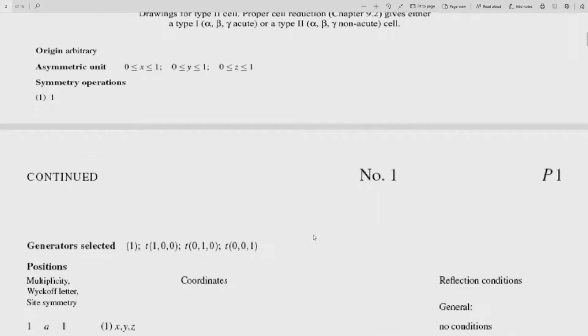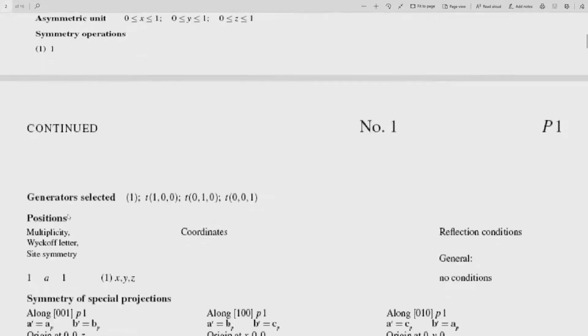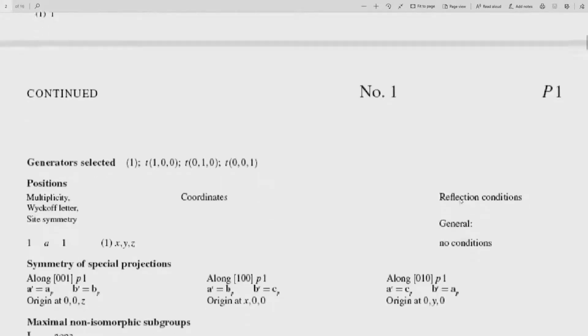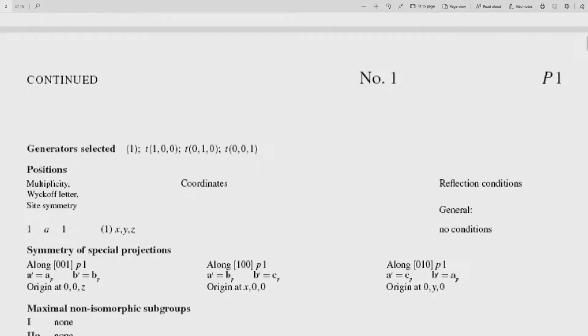Now, apart from that, the types of translational periodicity are indicated here. These are the generators selected: translation along A, translation along B, and translation along the C direction. These are the ways in which we can represent the translational periodicity in the unit cell. Now, the additional details which come here are the ones which we have to learn carefully. Can you see these details clearly in the back?